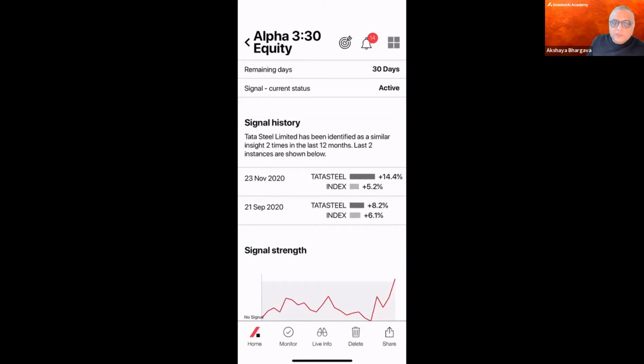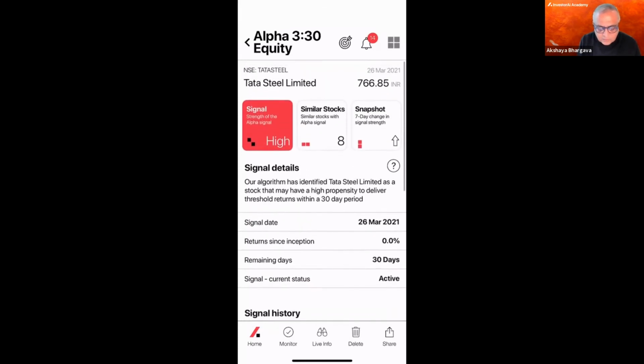We also show you signal history. So in the last 12 months, Tata Steel has shown up twice in Alpha 330, once on 23rd November and once on 21st September. Both times it has beaten the index. In November, in 30 days, it generated 14%, whereas the index generated 5%. In September, when it became a signal, it generated 8%. The index made 6%. So this gives me a little confidence that Tata Steel maybe has potential.